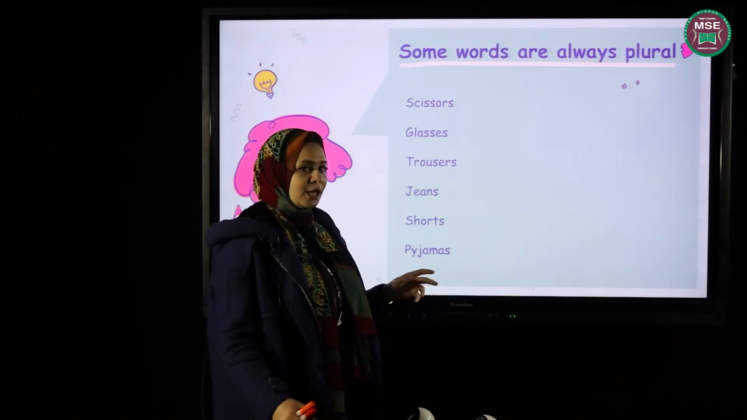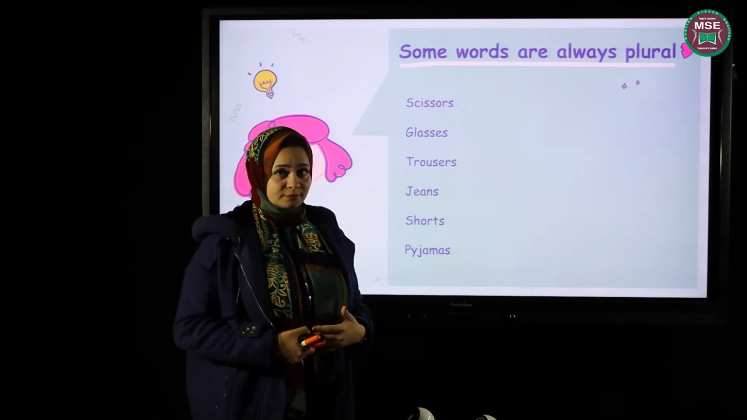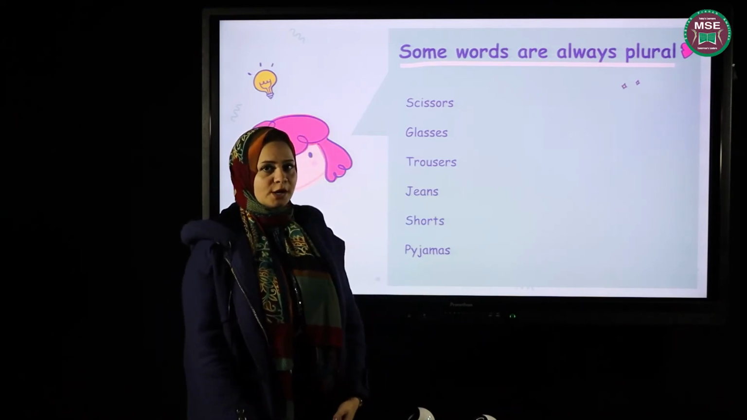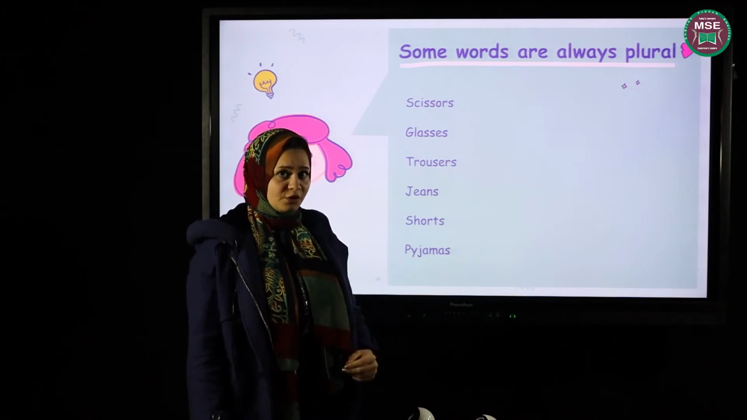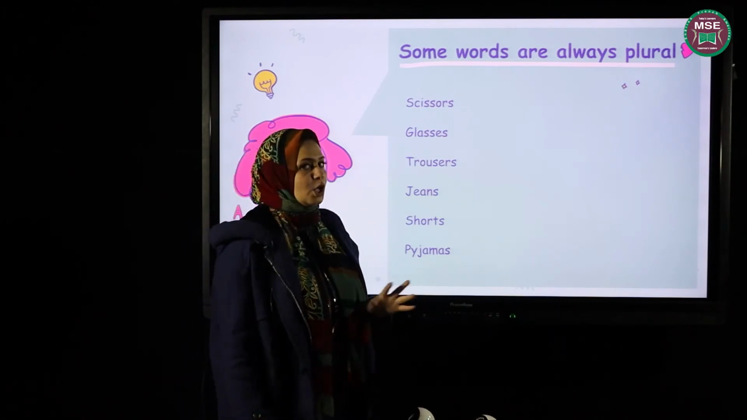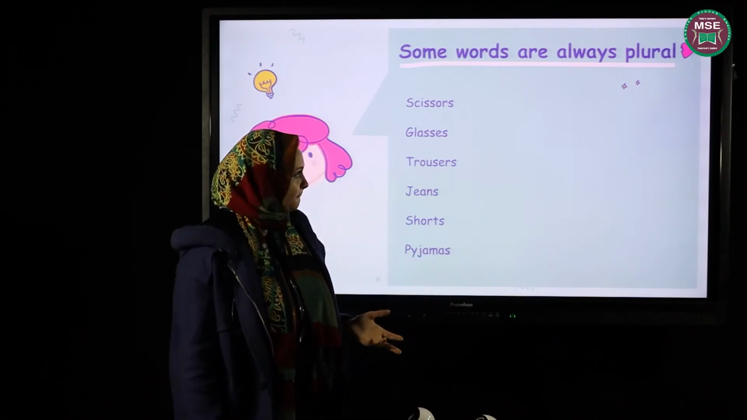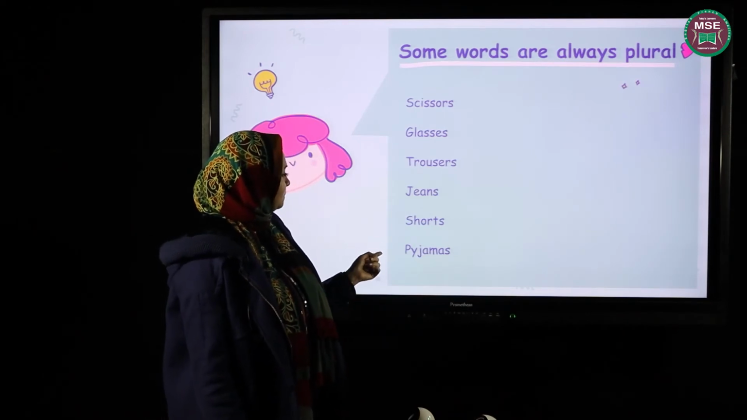And pajamas. You can't wear just the upper part or the lower part. You must wear both of them together. So we can't say pajama. That's not acceptable. So it will be pajamas.